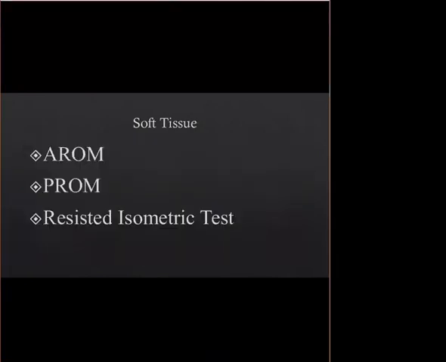Further, we can examine the soft tissues by active range of motion, passive range of motion, resisted isometric testing, and just these three tests, and you'll be able to narrow down your doubts. So let's go one by one.